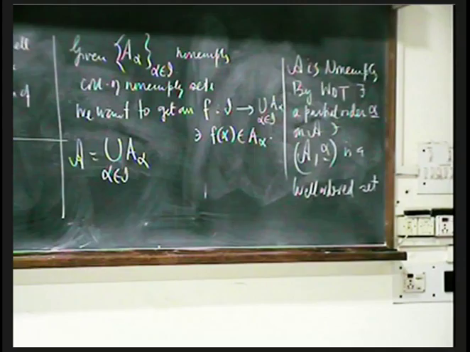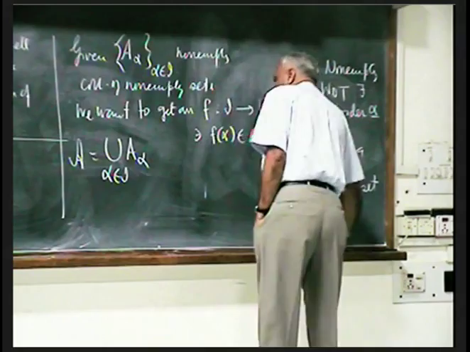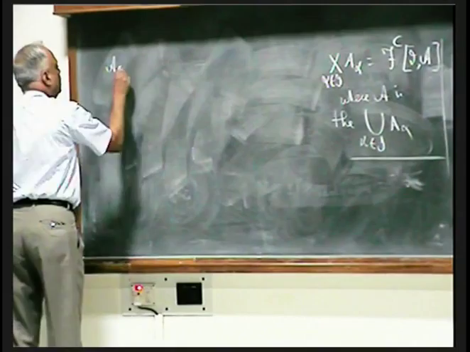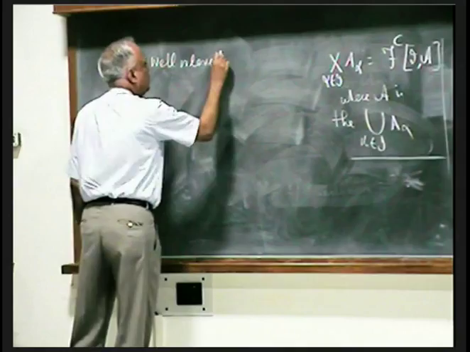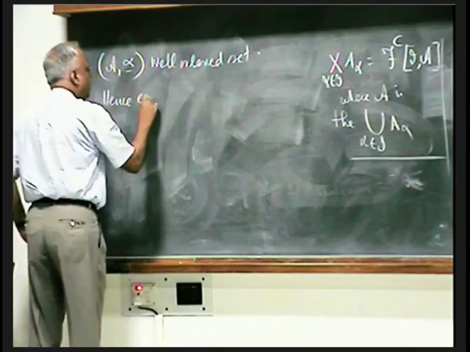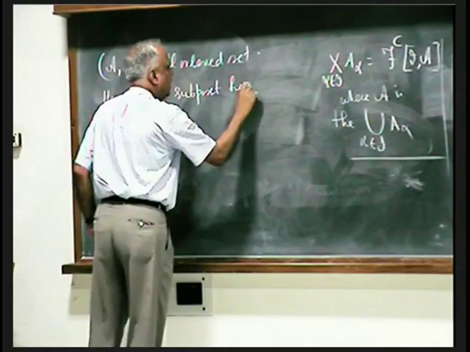Now, therefore, we have A with this partial order is a well-ordered set. Now, what is meant by a well-ordered set? Every non-empty subset must have a first element. So, therefore, hence, every subset has a first element.